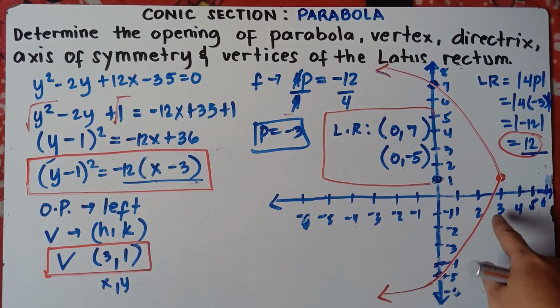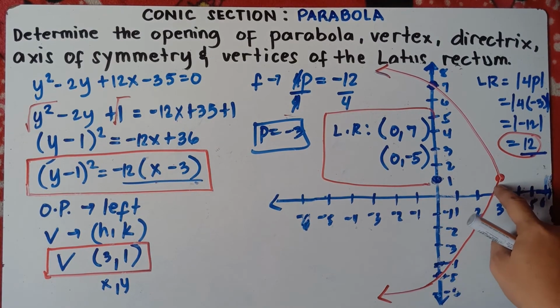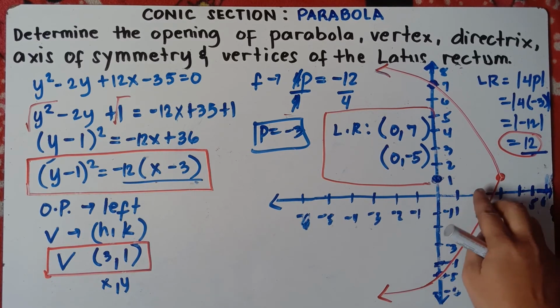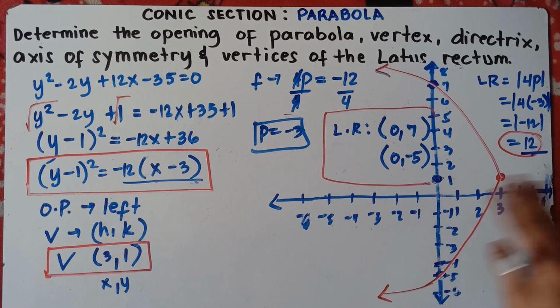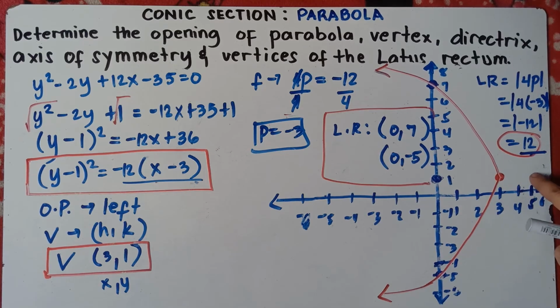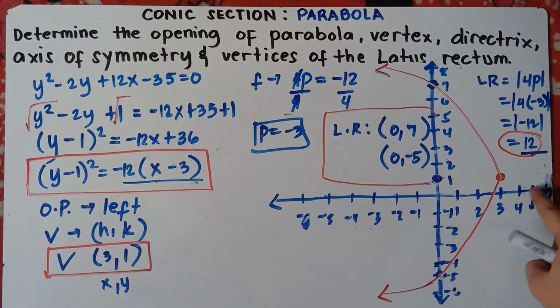So starting from the vertex, you move 3 units to get your focus. 1, 2, 3. Therefore, to get the Directrix, you move 3 units to the right. Opposite direction, class. So you start at 3. So 1, number 4 will be 1. Number 5 will be 2. Number 6 will be 3. So 1, 2, 3. So this will be at 6. Okay, so the Directrix will be at 6.